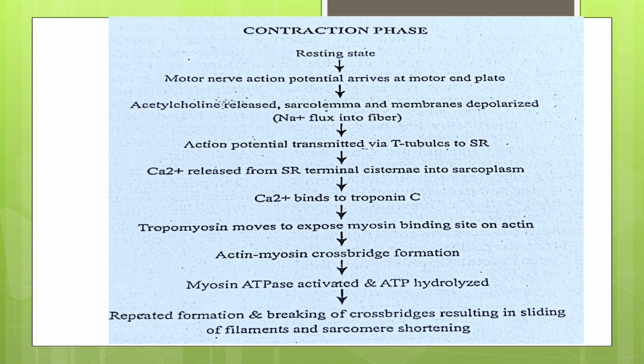The tropomyosin moves to expose the myosin binding site on actin. This leads to actin-myosin cross-bridge formation. Myosin ATPase is activated and ATP gets hydrolyzed. This repeated formation and breaking of cross bridges results in sliding of filaments and sarcomere shortening.